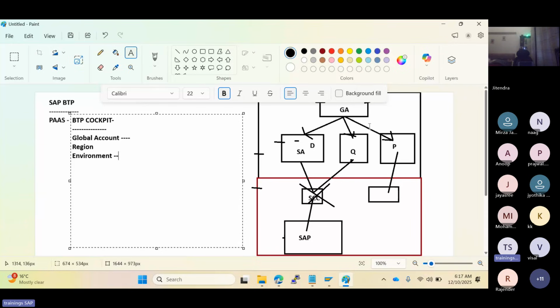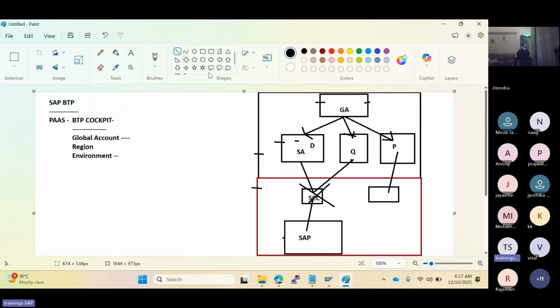Environment means the set of services that will run on that environment. Within a global account, you can manage all the sub accounts, specific to the region. You will manage all the regions here. BTP provides different types of global accounts.